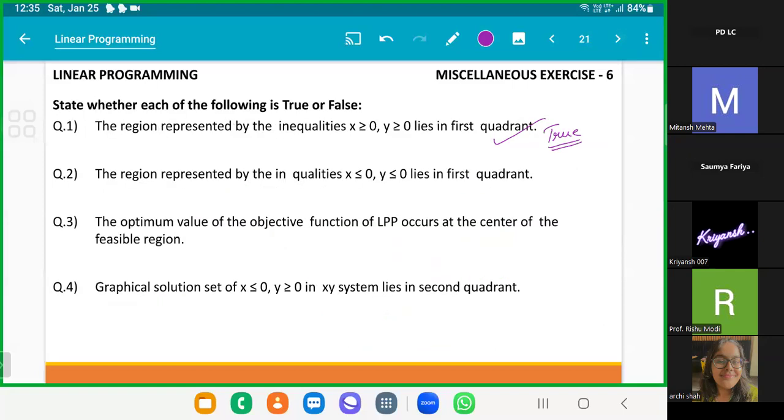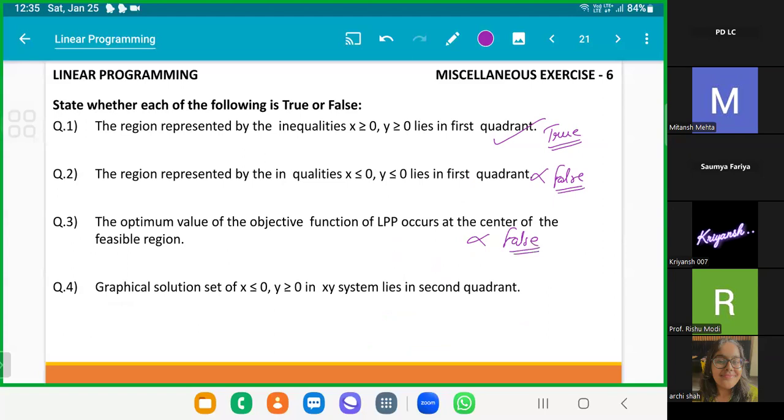Right. Second one. The region represented by the inequalities x less than 0, y less than 0 is in first quadrant. Absolutely no. This becomes false. The optimum value of the objective function of LPP occurs at the center of the feasible region. Is it so? No, it is at the vertex.